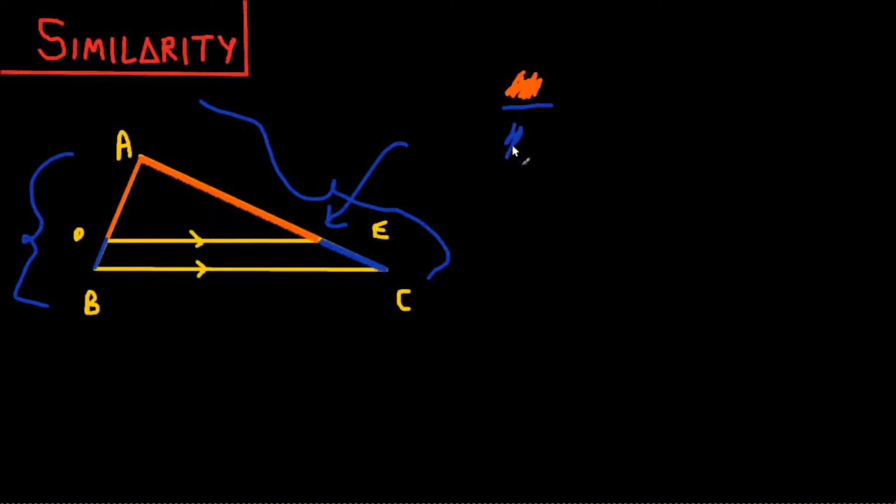orange upon blue is constant whether you take the side AB or you take the side AC. And you see that they both meet at the points D and E, and those two points form the line DE. So this is the basic theorem of proportionality.